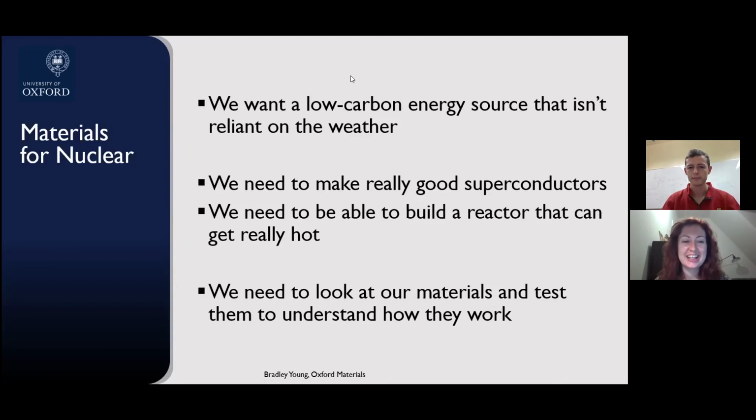That was a really informative, quick talk, taking us all the way through the different types of nuclear power and the materials challenges involved in developing new forms. So we've had one question come through already, from Maria: how do we make the reactors?